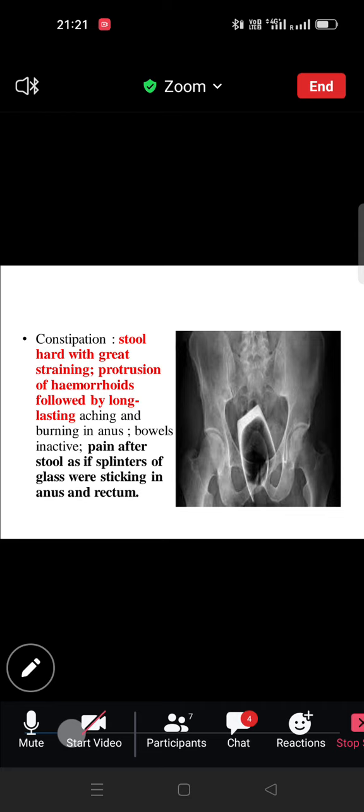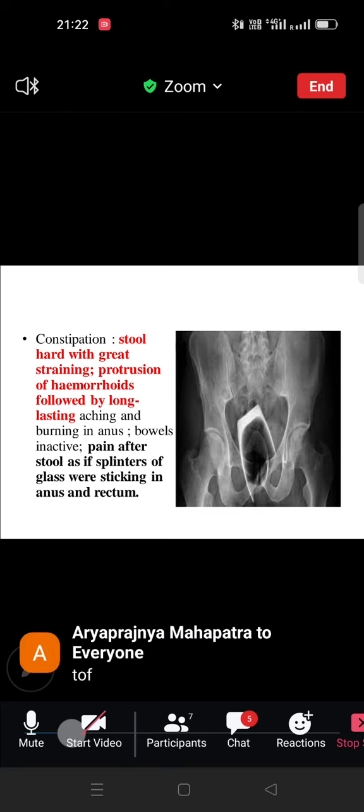But can anyone tell me if there is a boot-shaped appearance on the chest X-ray? So, can anyone tell me the disease condition? Very good, Arya. Tetralogy of Fallot.